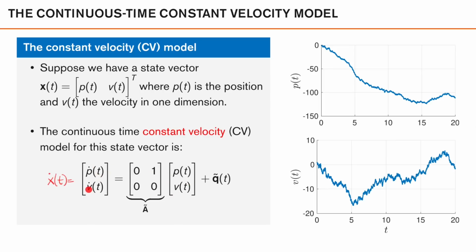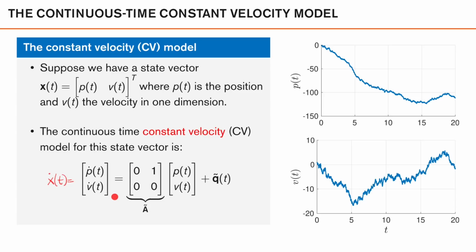Similarly, if we look at the time derivative of v(t), we're saying that it's 0 times p(t) plus 0 times v(t), which is 0, right? So we're saying that the derivative of the velocity is 0, which is exactly what we wanted, right? So, according to this deterministic part of the model, the velocity can never change. That is, it is constant as the name suggests.